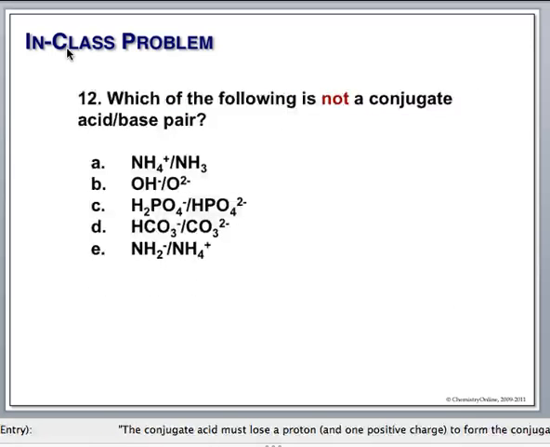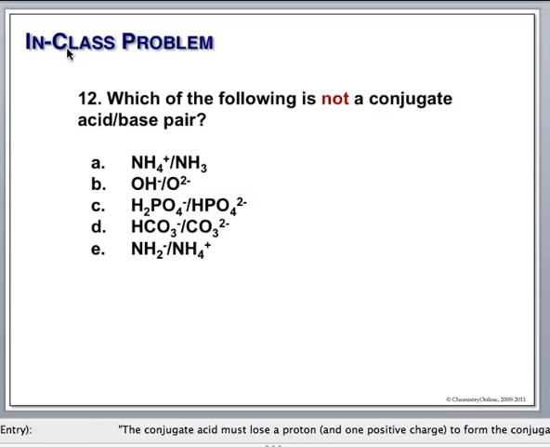All right, which of these is not a conjugate acid-base pair? Remember that it must be the same compound, differing only by a proton and a charge. Well, this is the same compound, isn't it? That's the same compound, that's the same compound. So we're not going to get it that way.